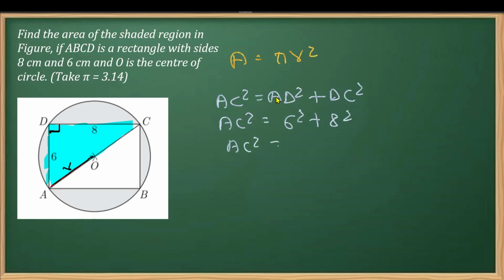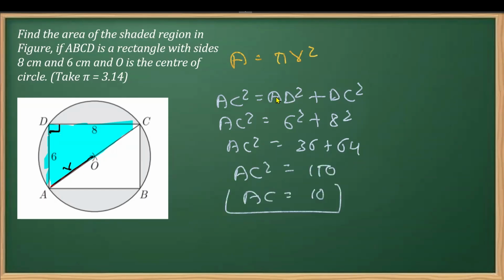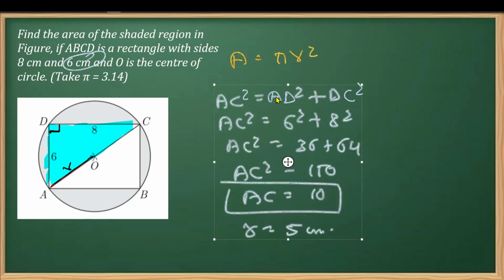So AC square comes out to be 36 plus 64. So that results in AC square as 100. So AC is what? 10, right? That is under root 100. That's 10 in centimeter. So we got AC. Now AC is the diameter. So therefore the radius, which you know is half the diameter. So half of 10 is what? 5 centimeter. So now we know the radius of the circle, so we can find its area.